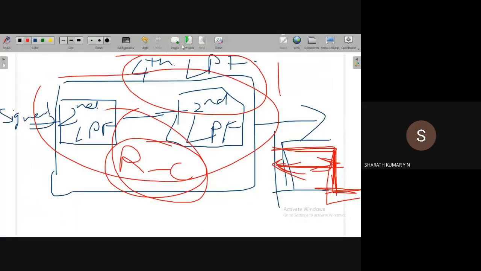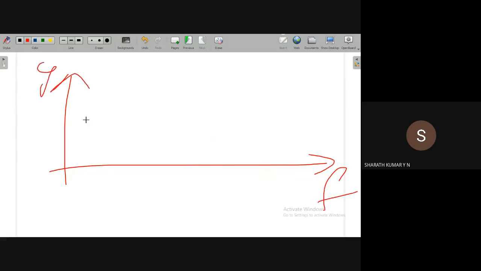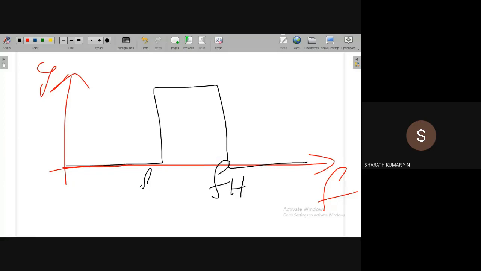It should be something like this. This is the frequency, and this is the gain of the filter. Something like this. This is the band pass filter. This is FH and this is FL. So the signals in the range of FL to FH are allowed by the filter. This is the pass band.